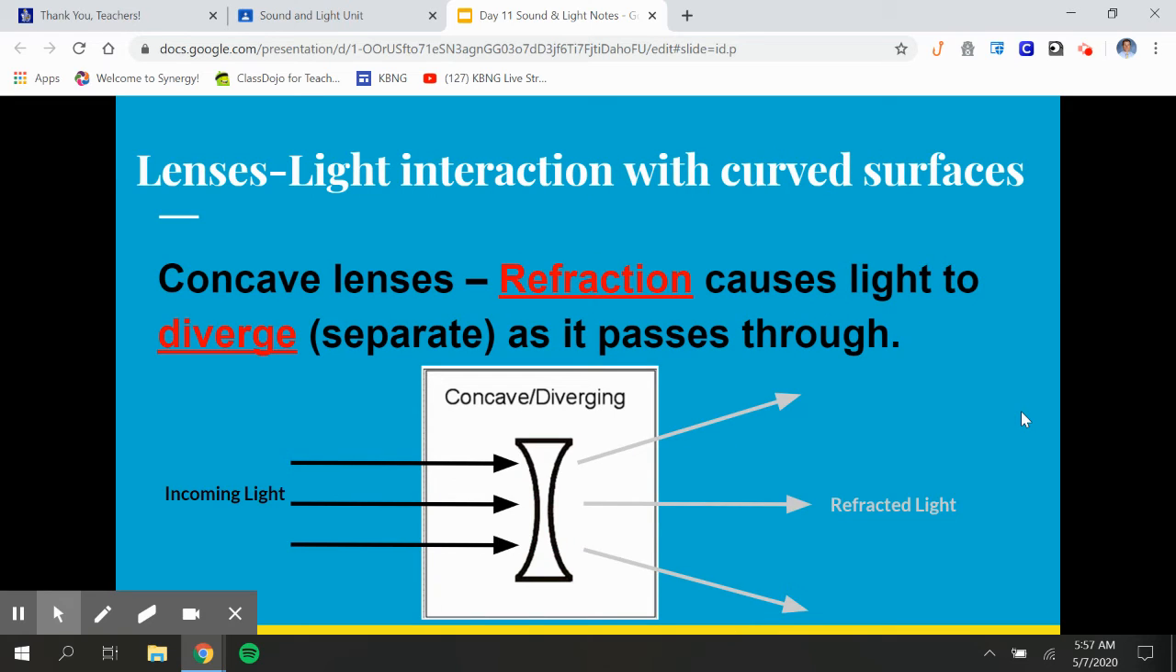Lenses interact with light a little bit differently. Concave lenses, where the center is kind of thin and the edges are a little bit wider, they refract light and they cause it to spread out. So if you wear glasses and you're nearsighted, these are the kind of glasses that you're going to wear. They're going to disperse that light, and it's going to kind of make it focus on a different part of your eye. And that incoming light just kind of spreads out as it goes through a concave, or sometimes called a diverging lens. So concave lenses cause it to spread out.